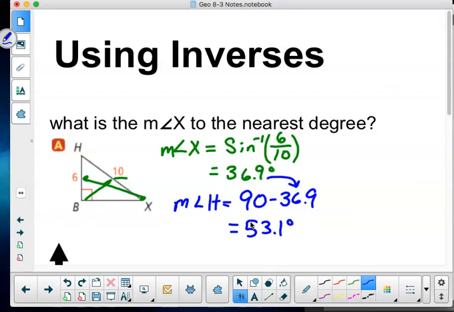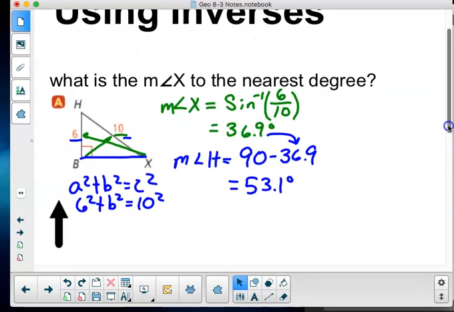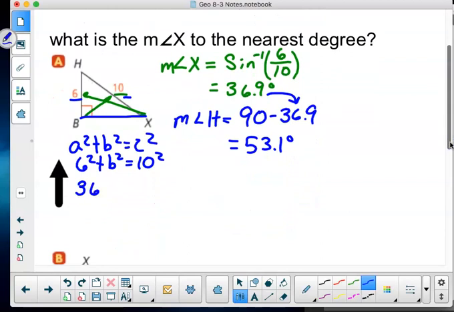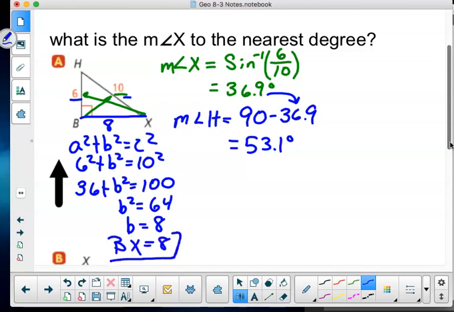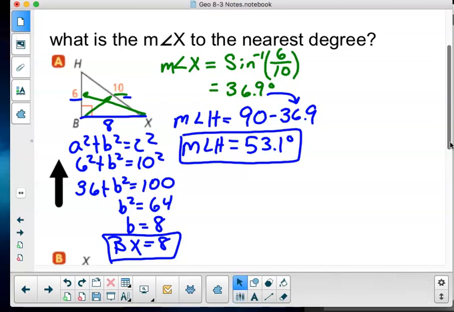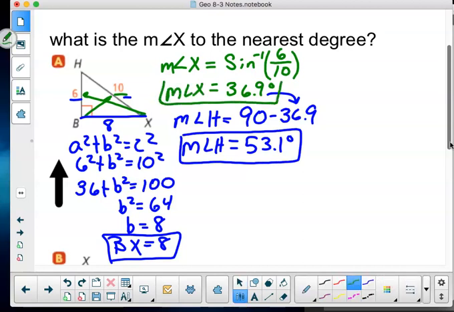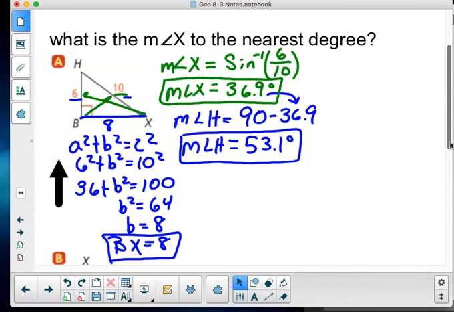I could also solve for this side. I could use sine, cosine, and tangent, but I already have 6 and 10, so a squared plus b squared equals c squared. 6 squared plus b squared, which I don't know, equals 10 squared. As I work through my solve, I've got 36 plus b squared is equal to 100. b squared is equal to 64, and b is equal to 8. So this side is 8. What I just did was solve my triangle. They asked me to find one measure of an angle, and I did, but I wanted to make sure you saw that you can find everything else.